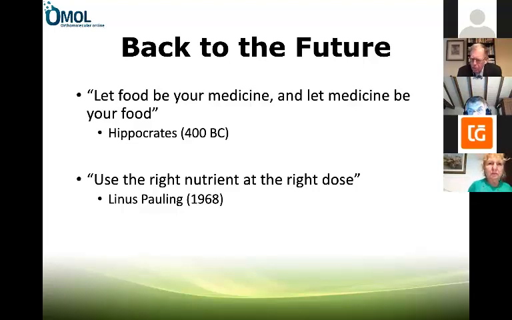And it's not a surprising aspect that the Japanese have the longest health span in the world today.